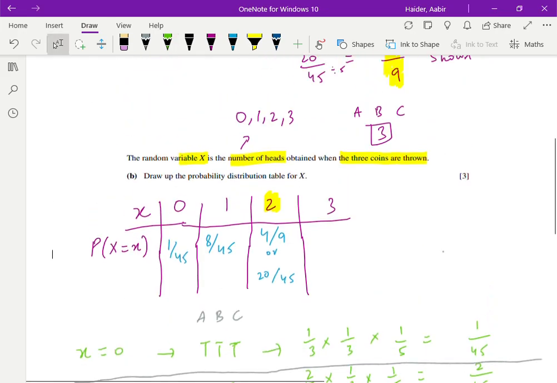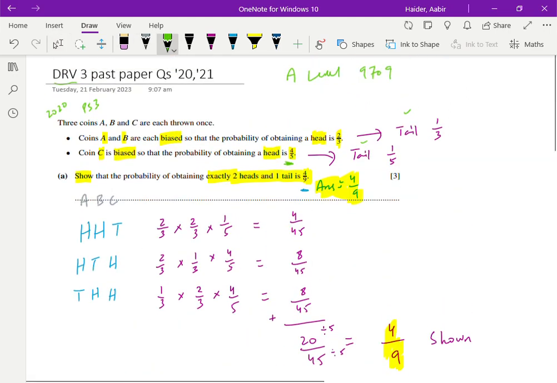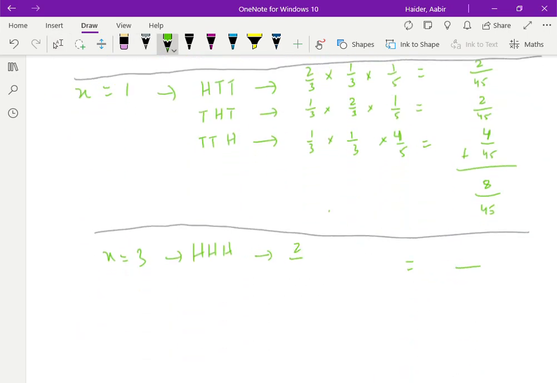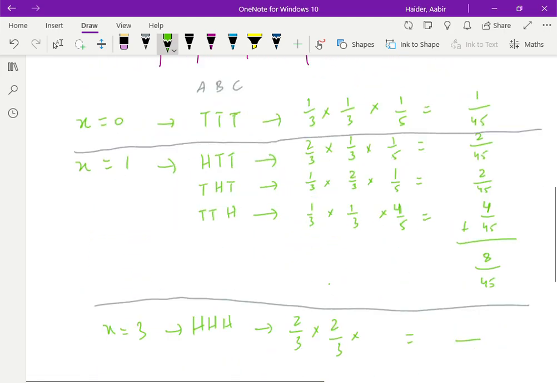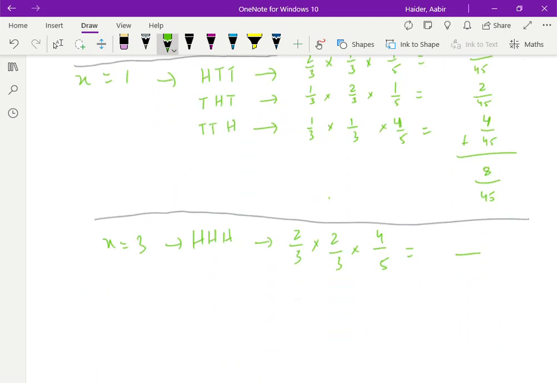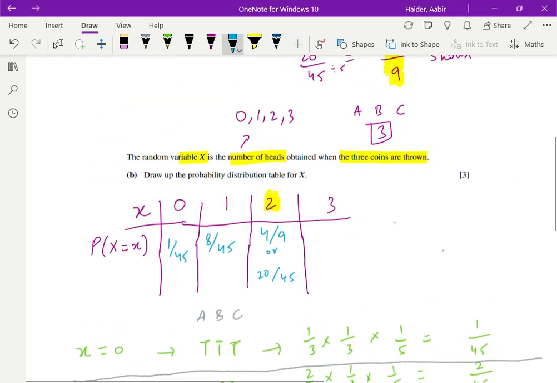So the first head here will be for A, and that is 2 over 3. Same is the case for B, since they have the same probabilities. And for C, the head probability is even more, that is 4 over 5. Once you multiply the numerators, you get 2 times 2 is 4, 4 times 4 is 16, and you should get a 45 again in the denominator, as we have already got the same 45 for each one of them.